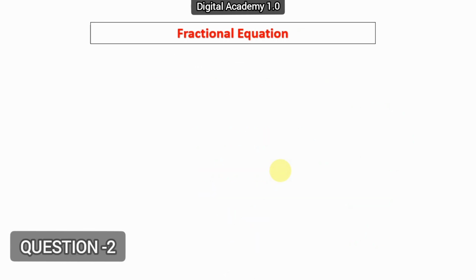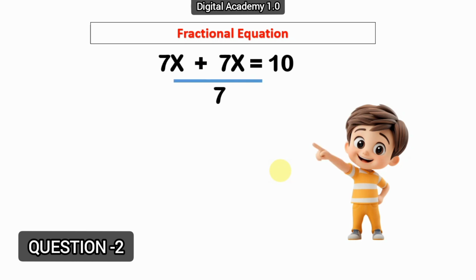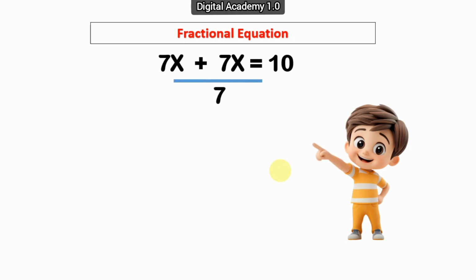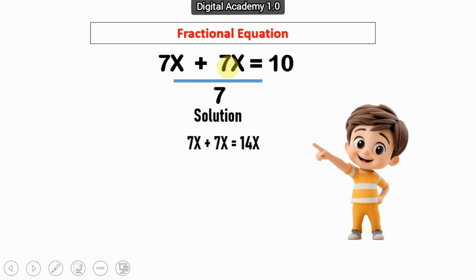Question 2. The given equation for question 2 is (7x + 7x)/7 = 10. Step-by-step solution. Step 1. Simplify the numerator. 7x + 7x equals 14x. So the equation becomes 14x/7 = 10. Step 2. Simplify the fraction, we get 2x equals 10.